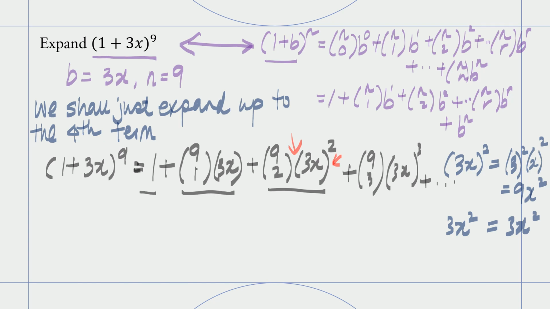So let's simplify. So you get 1. Use the calculator to evaluate 9C1. You should get 9. Just press 9, Shift nCr, 1. You should get 9. So that will give you 9. Then bracket 3x. 9C2 will be 9, Shift nCr 2. That gives you 36.